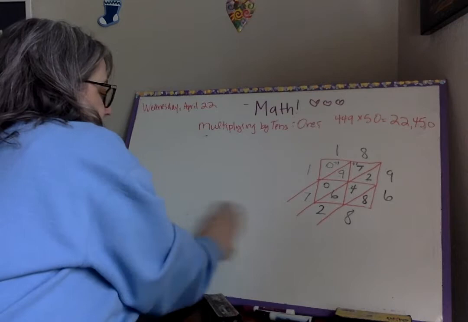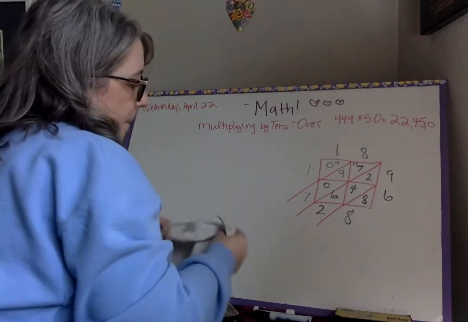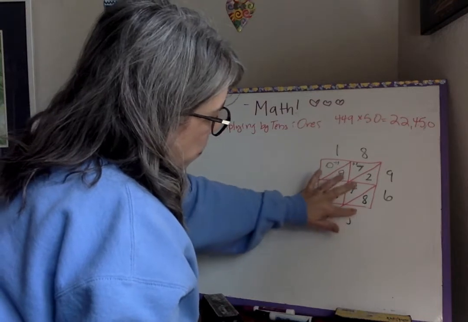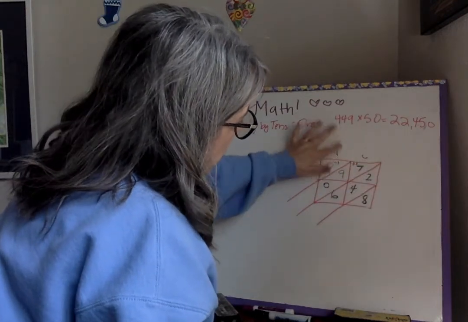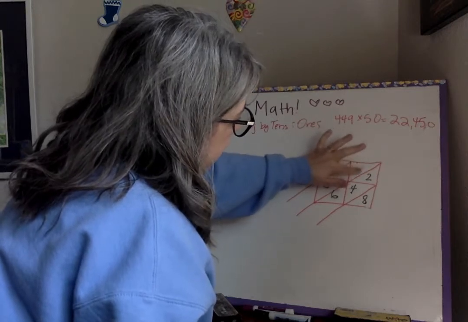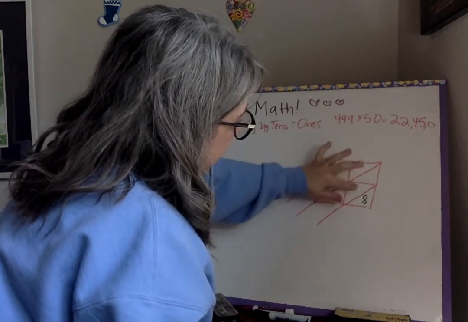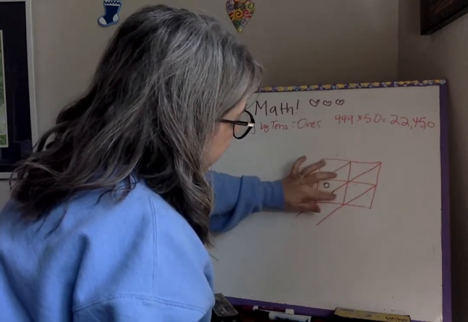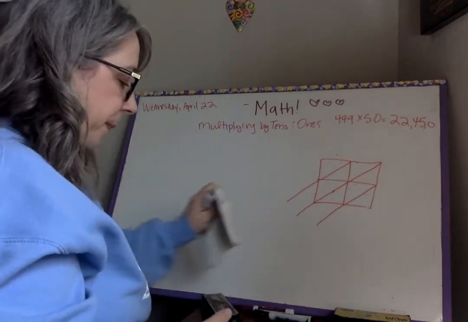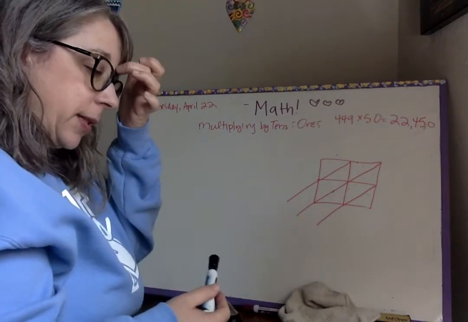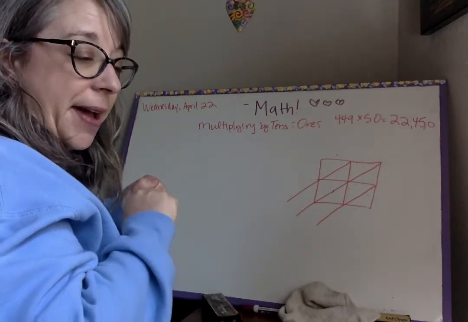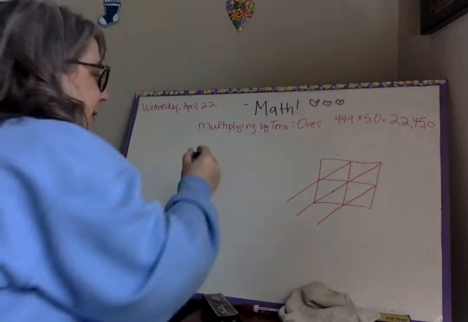Let's practice another one. Sorry this takes so long, but it would probably take just as long as if I had to erase the whole thing and draw another lattice box. Okay, let's try another one. How about 34 times 60.